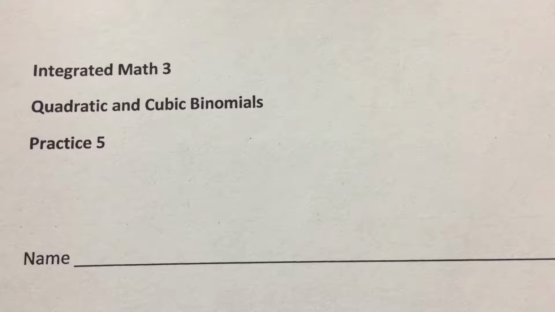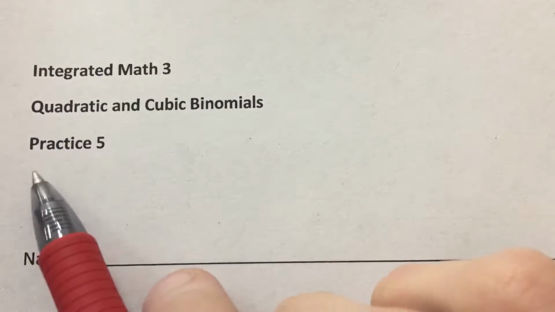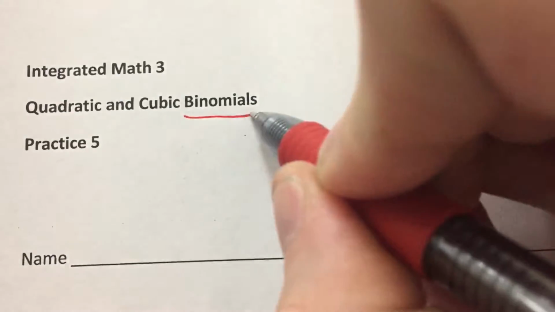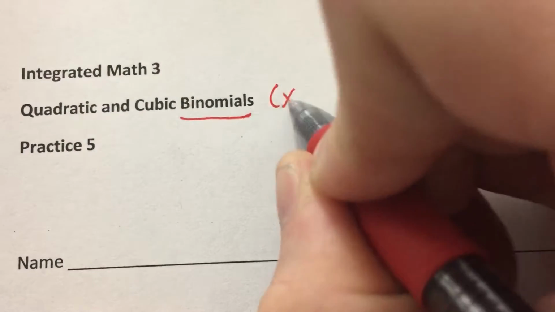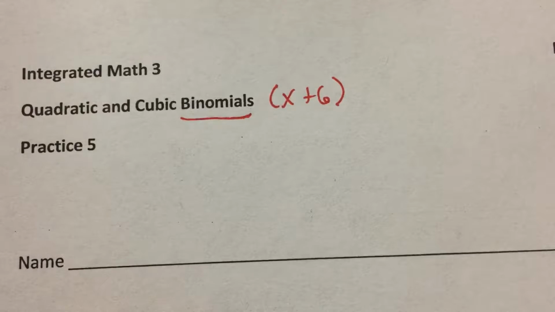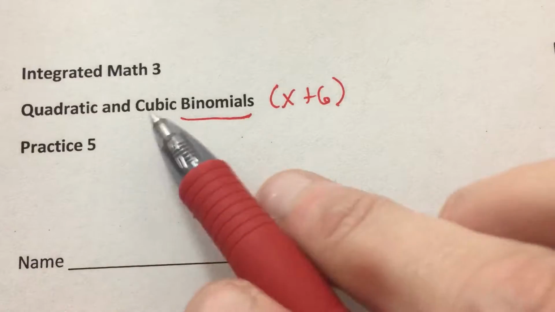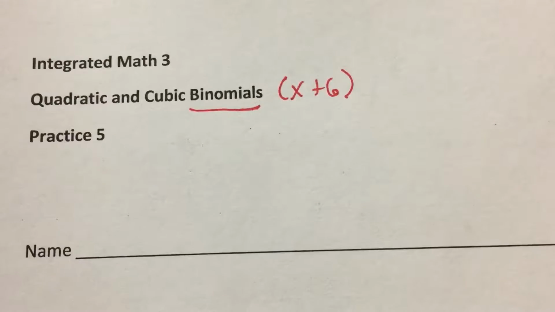Hello again, guys. This is Mr. Crawford. Today I am discussing Integrated Math 3's Practice 5, where we're talking about quadratic and cubic binomials. Binomials being something like x plus 6, for example, or a host of other things. These little guys are very powerful in figuring out what the graph of quadratic and cubic polynomials looks like, so we're going to look at them in more detail.